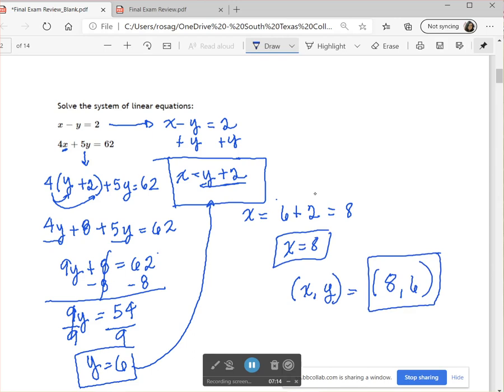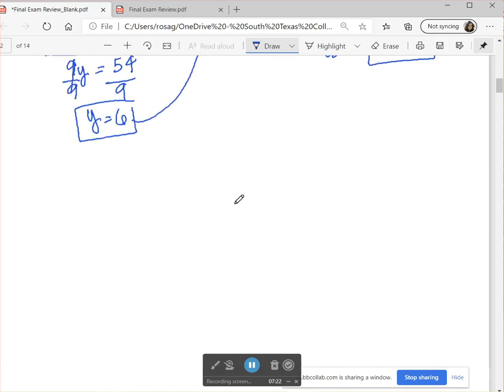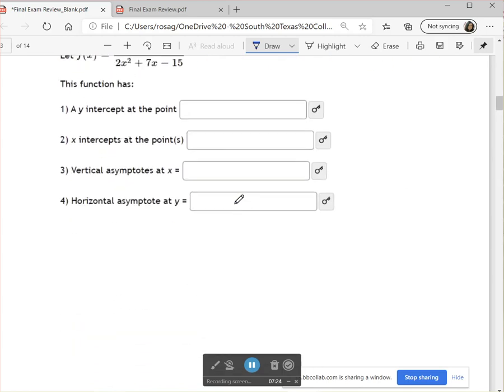Now, this is a comprehensive exam, so it's going to have things from all the sections. I feel like this one we just covered recently, but then some things that we have covered a long time ago will also pop up.